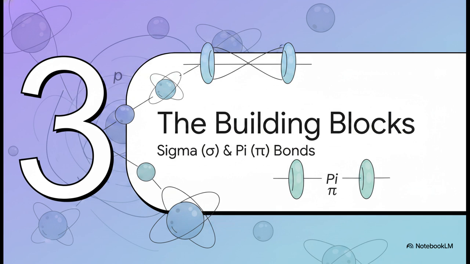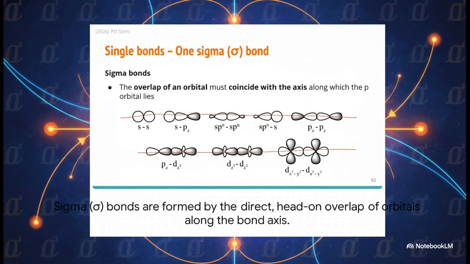bonds. But what about double bonds and triple bonds? To really get those, we need to introduce 2 types of covalent bonds you must know, sigma and pi. First up is the sigma bond. Think of these as the backbone, the strong foundation of every single bond. They form from a direct, head-on overlap of orbitals, right along the line connecting the 2 atoms.